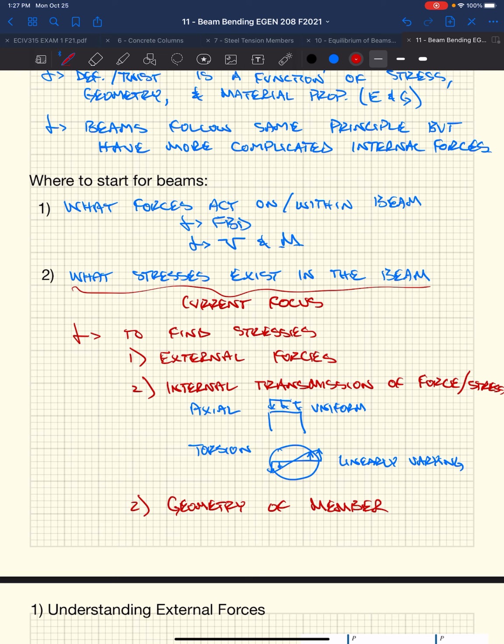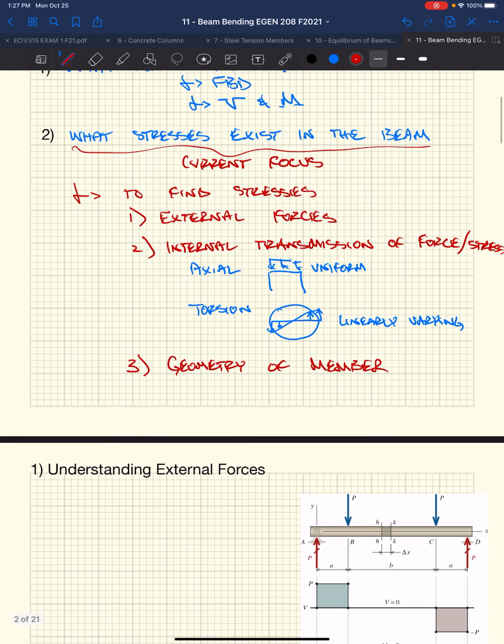Isn't that 3? Geometry of numbers? Yes. Good call. Just making sure you guys are alive out there. Totally did that on purpose.